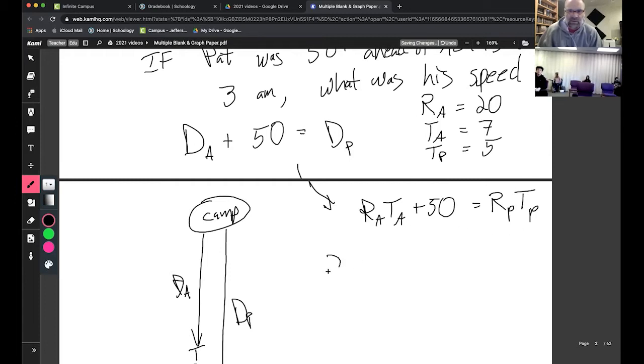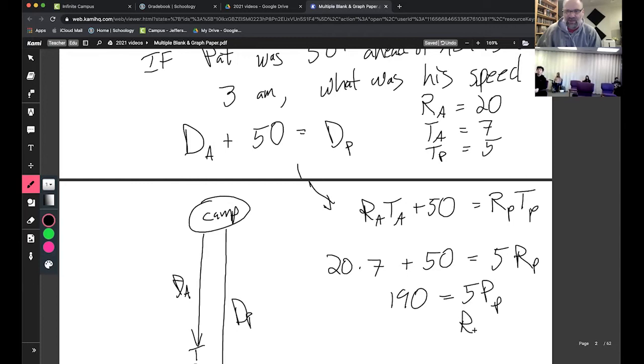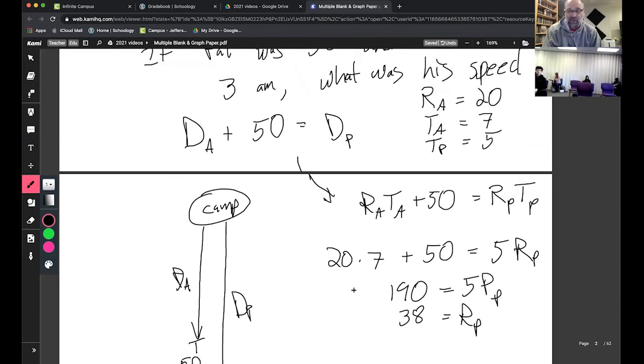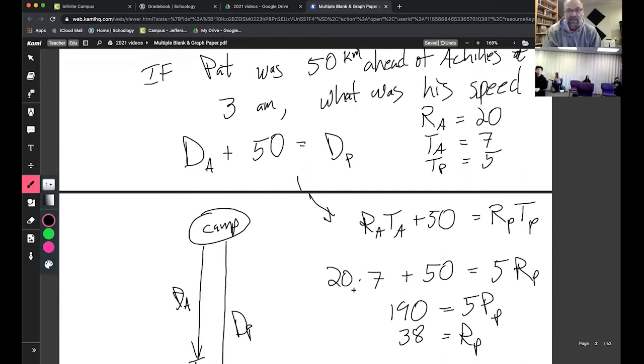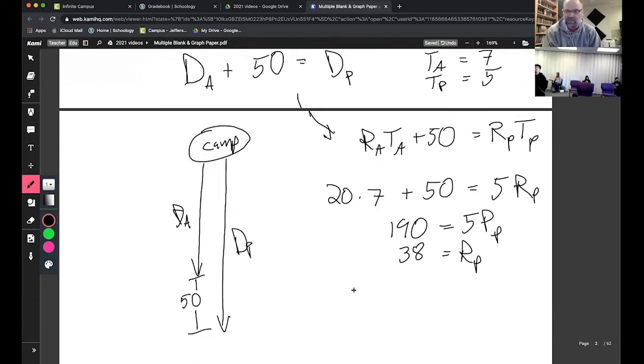All right, RA is 20, TA is 7. That's a nice left side there. RP, we don't know, but TP is 5. So I'm going to say 5RP. So just solve this. What is that? 190 equals 5RP. Divide by 5. RP equals 38. Okay, 38 kilometers per hour. So we know that he has to go faster because he ends up ahead of Achilles at a certain time.